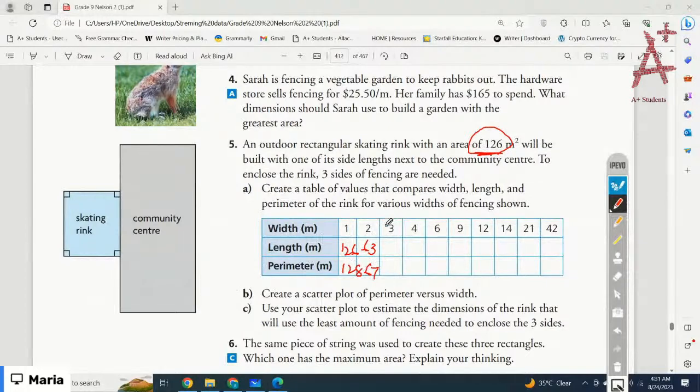So when width is 3, you have to divide 126 by 3, that is 42, and the perimeter would be 48. Then when width is 4, the length is 31.5 and the perimeter is 39.5.